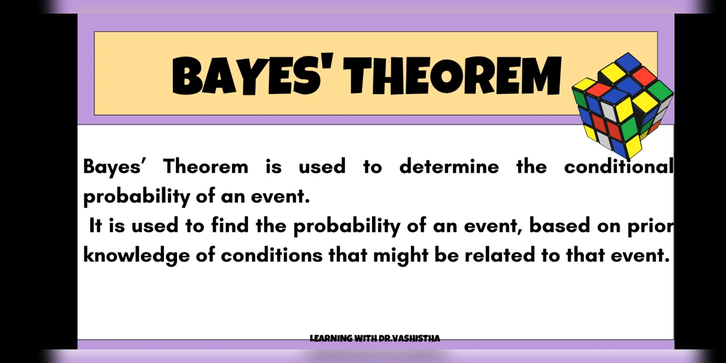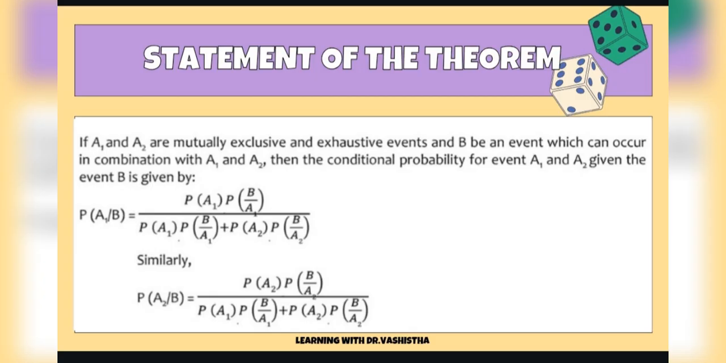Now Bayes' theorem is used to determine this conditional probability of any event. It is used to find the probability of an event based on certain prior knowledge of conditions that might be related to that particular event for which we are trying to find the probability. Meaning we have knowledge of certain related events. We'll further explain and understand this.